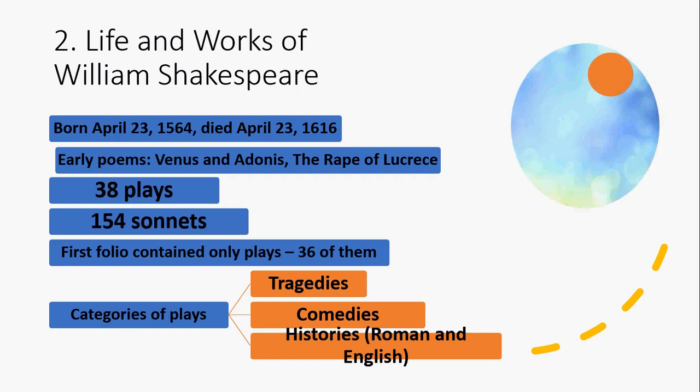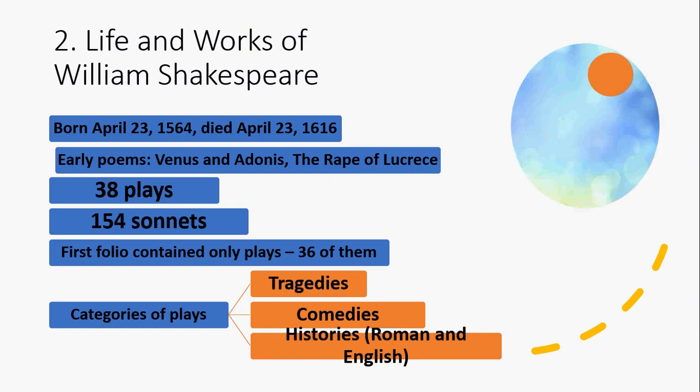A very brief background to Shakespeare is seen reflected on your screens. When he was born, when he died, April 23 is given. April 22 is also considered to be his date of birth and also the date on which he died. His early poems are Venus and Adonis and The Rape of Lucrece. In all, we have 38 plays by Shakespeare and 154 sonnets. We will look at what sonnets are in a little while, though you have already studied them previously.